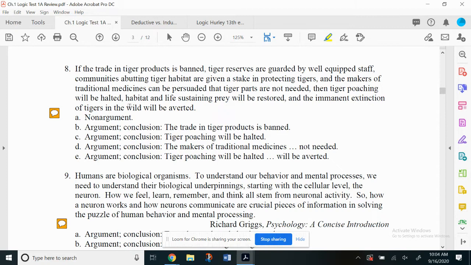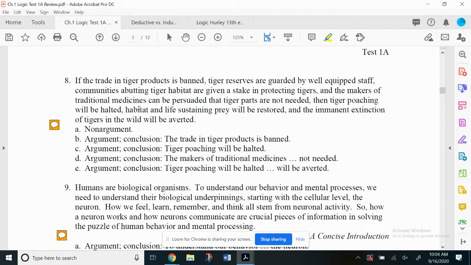Let's first do 8. Take a look at that. 8 is A, non-argument. How many of you got that? Pat yourselves on the backs. You are flying eagles now. You're no longer eaglets. You're flying eagles. You're getting through this.